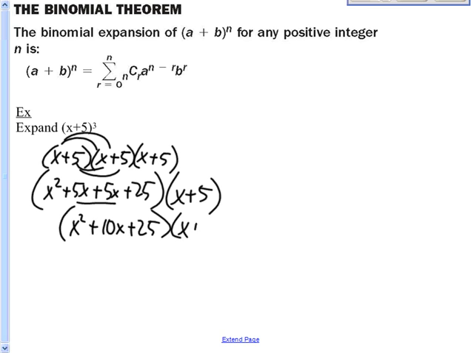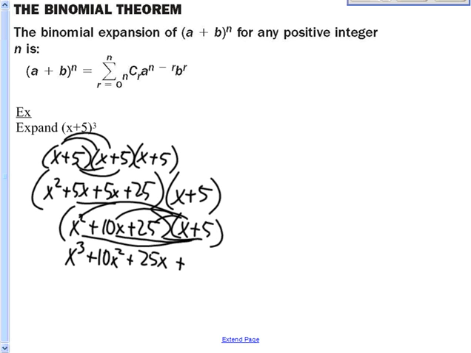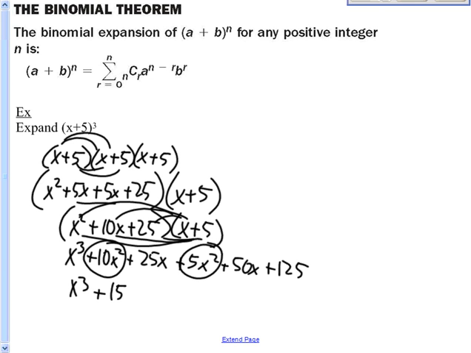And then we multiply that by x plus 5, right? We take the x through, so x cubed, we got the 10x squared, we got the 25x. Then we take the 5 through to each of those: 5x squared, 50x, 125. So this ends up being x cubed. Combine your x squareds, we got 15x squared. Combine the 25x and 50x, 75x. And you got the 125. So that's how we would expand it old school.